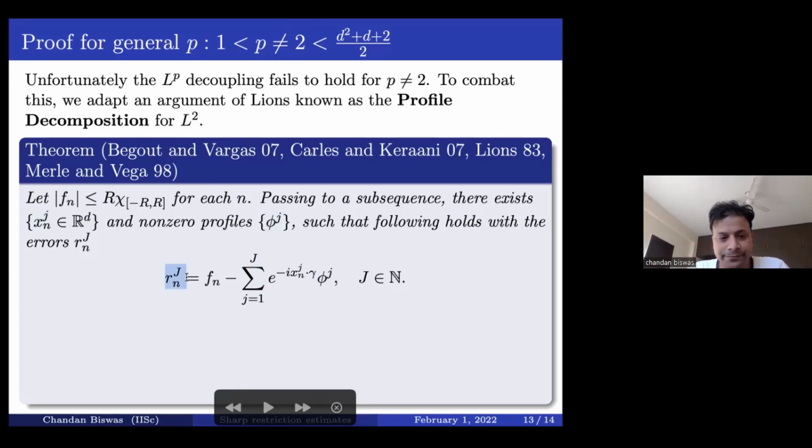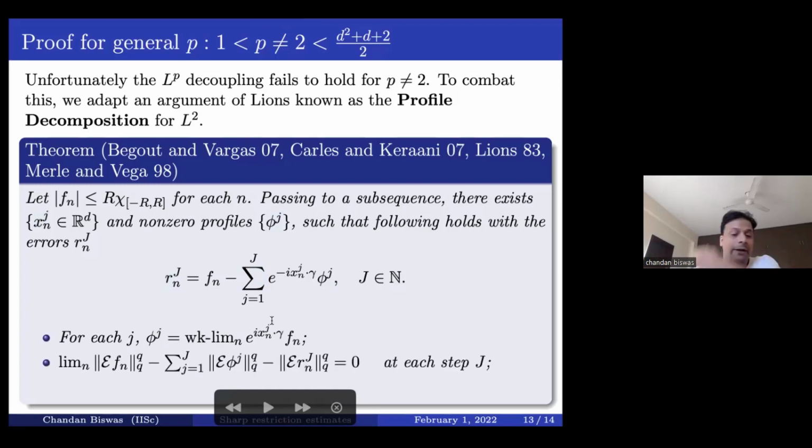Okay, what are these phi_j's? These phi_j's are weak limits of Fn's. So for each j, phi_j is a weak limit of e to the i x_n^j dot gamma times Fn. We have LQ decoupling at every step. This can be seen easily because, again, all these functions have compact support and are bounded, therefore the Bourgain-Brezis-Lieb lemma will give you the LQ decoupling at every step, capital J.